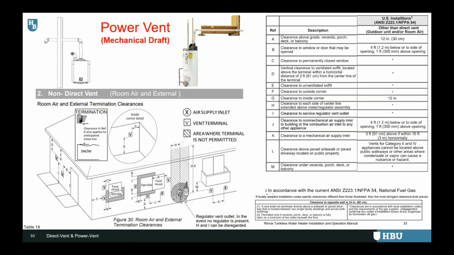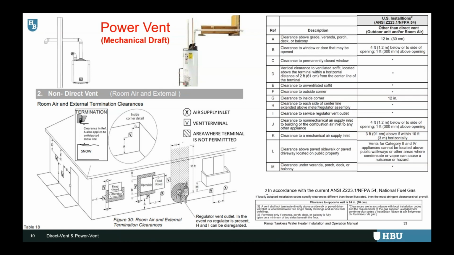All right, everyone, let's dive into Table 18 from the Rinnai manual. This table is vital because it outlines the required termination clearances specifically for power vent or mechanical draft water heaters. This table is based on the National Fuel Gas Code and it aligns well with the requirements in our current code, the International Fuel Gas Code. However, as always, the most important thing is to always reference back to your local requirements, like the St. Louis County amendments.